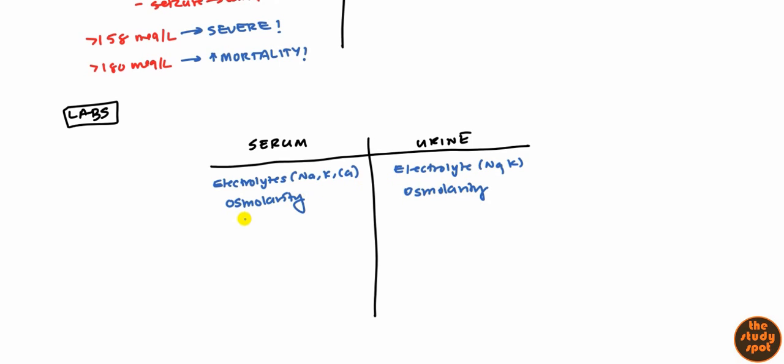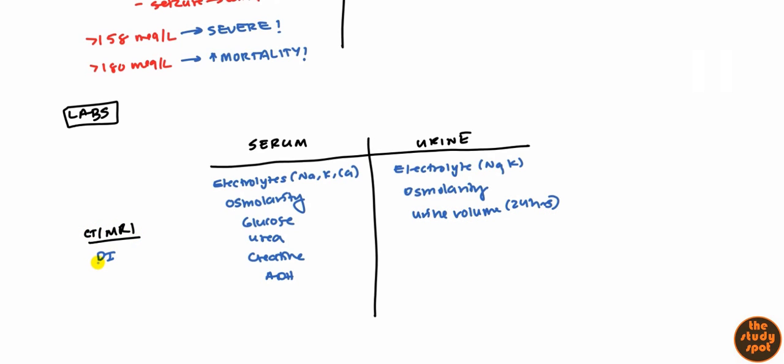And when it comes to serum, you definitely want to look at glucose and urea so you can calculate the plasma osmolality, and then creatinine for renal function and ADH in case you're thinking of diabetes insipidus. Also, with urine, you do want to check the urine volume over 24 hours, and that's going to help us when we're calculating things later. CT and MRI is a good idea if you're thinking of diabetes insipidus, and this you want to do of the brain to see if there are any lesions that you might be able to find.